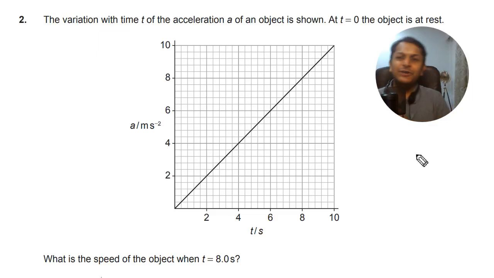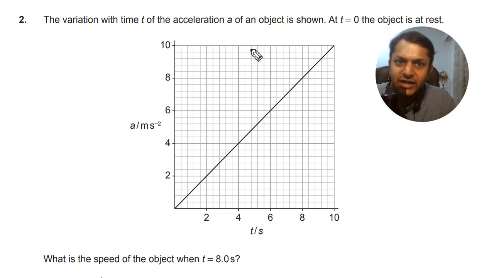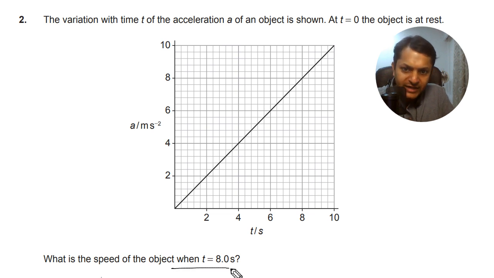Okay, dear student, let's see what is there in this question. The variation with time t for an acceleration a of an object is shown. At time t equal to 0, the object is at rest. What is the speed of the object at t equal to 8 seconds?